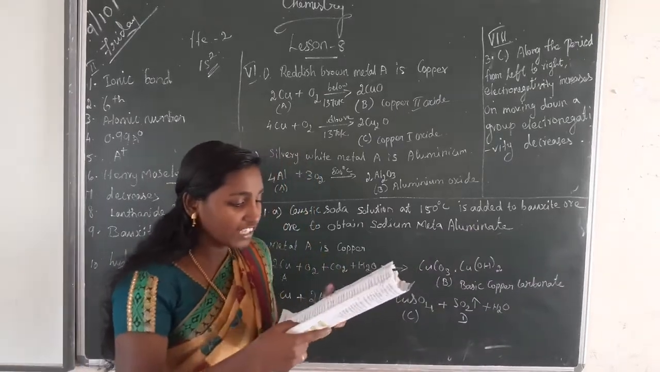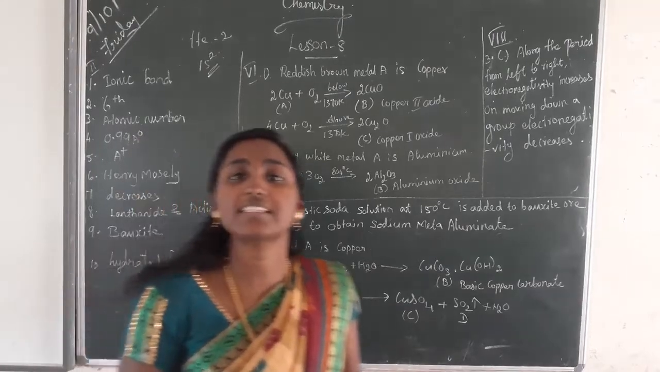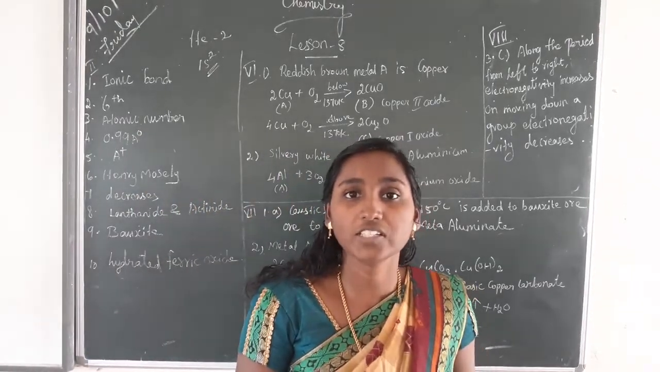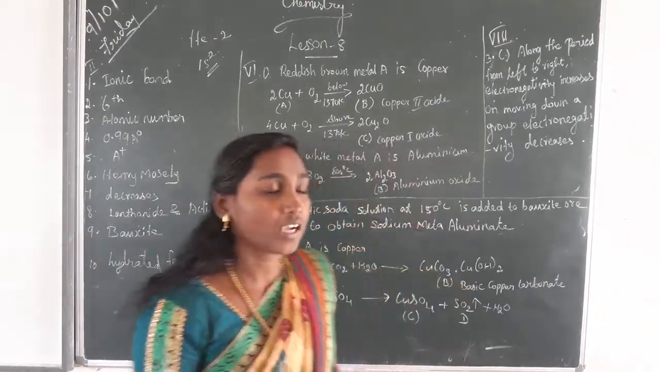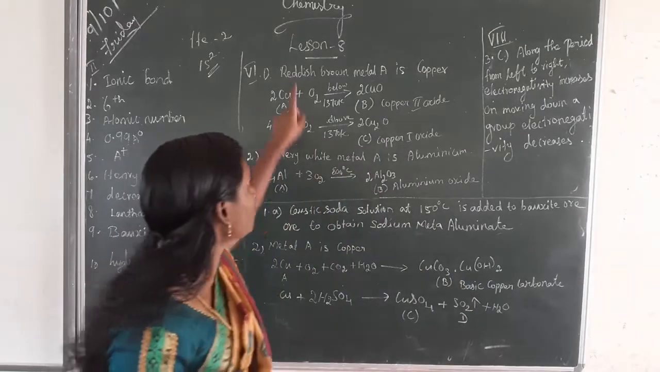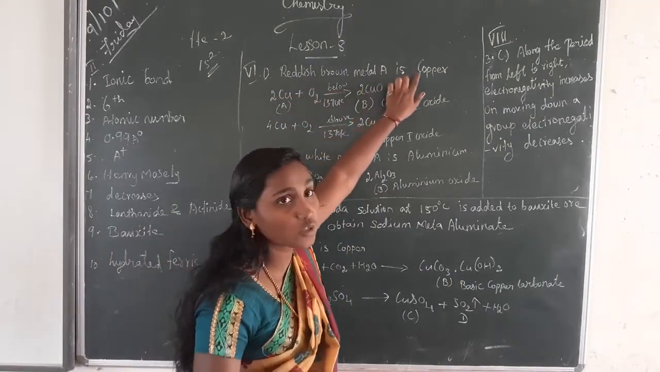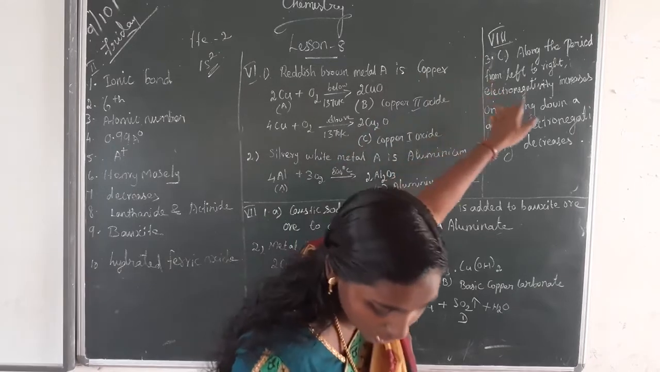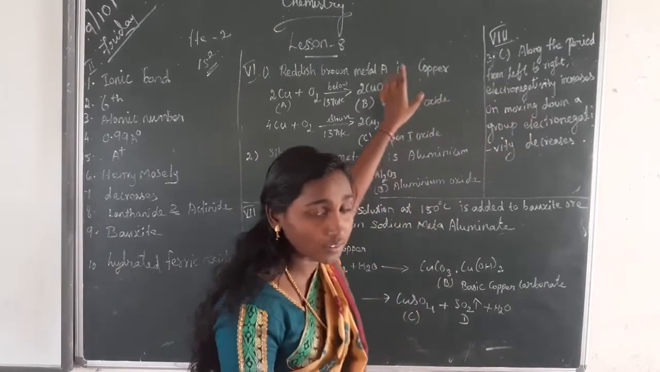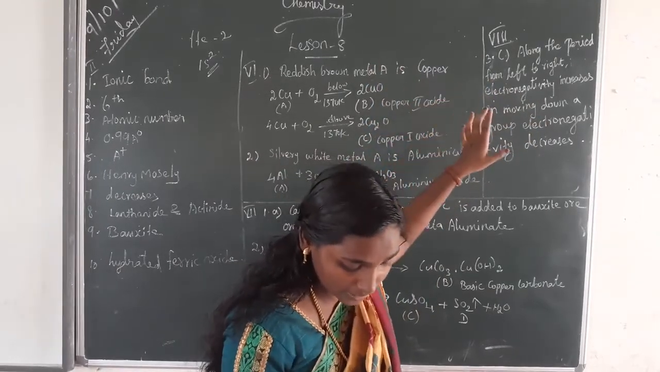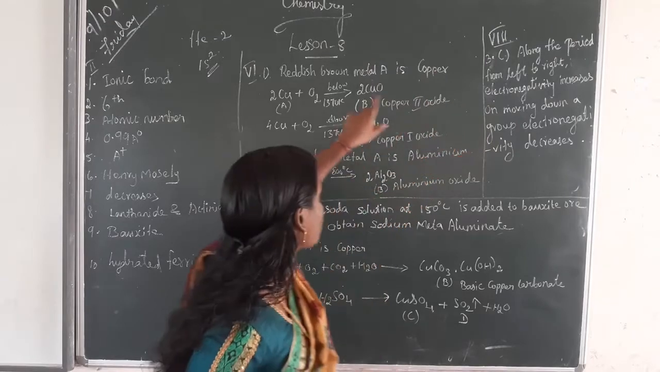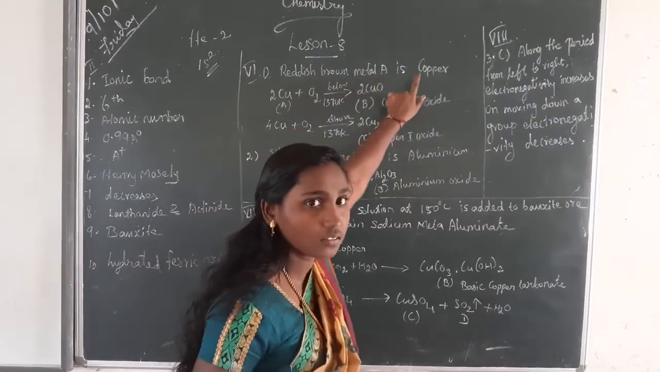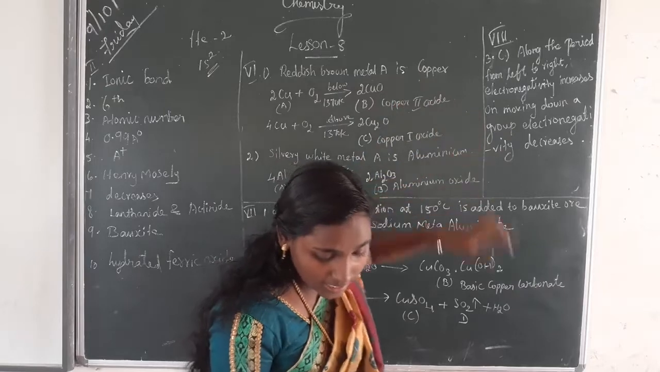A is a reddish brown metal. So which metal is a reddish brown metal? Copper, right? So reddish brown metal A is copper. Then see the question. You should not write now, just listen here. Later you can write. A is a reddish brown metal. So A is what? Copper, we found, right? Then see the question.